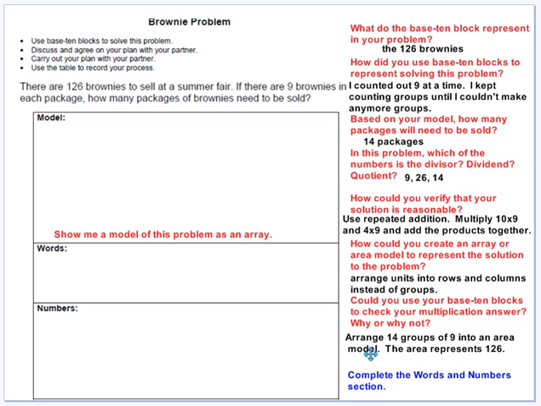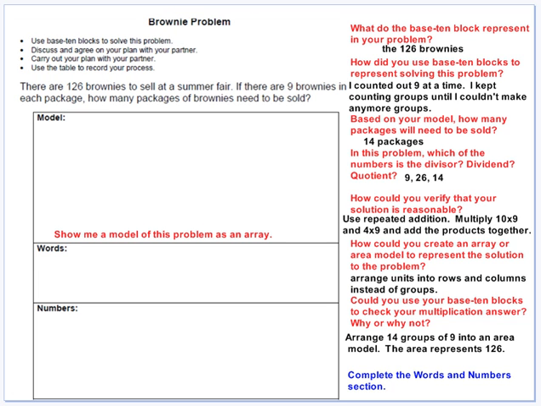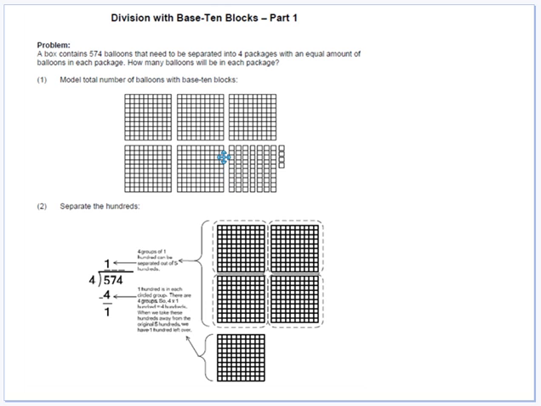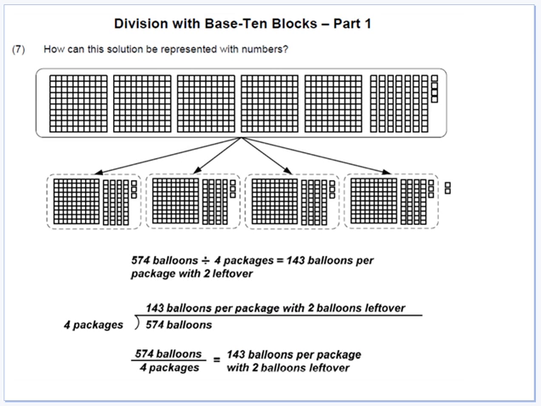So what I want you to do is to go ahead and complete the words and the numbers section here. And then I would also like for you to work through the balloon problem, giving me a picture model, words, and numbers. And then I'd like for you to look through these. You can practice again. You did this a lot in 4th grade, showing division with your base 10 blocks and showing the regrouping. So you can kind of work through these on your own and follow the instructions of what they're doing here with your base 10 blocks and kind of work through the problem with these notes.